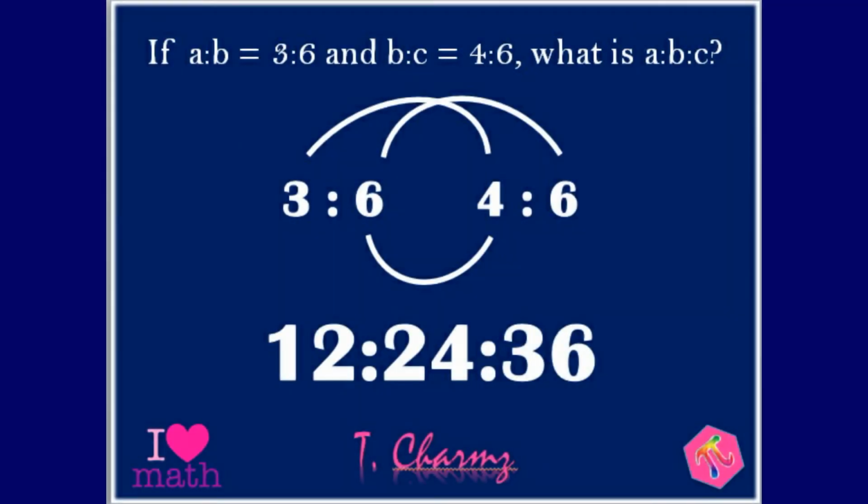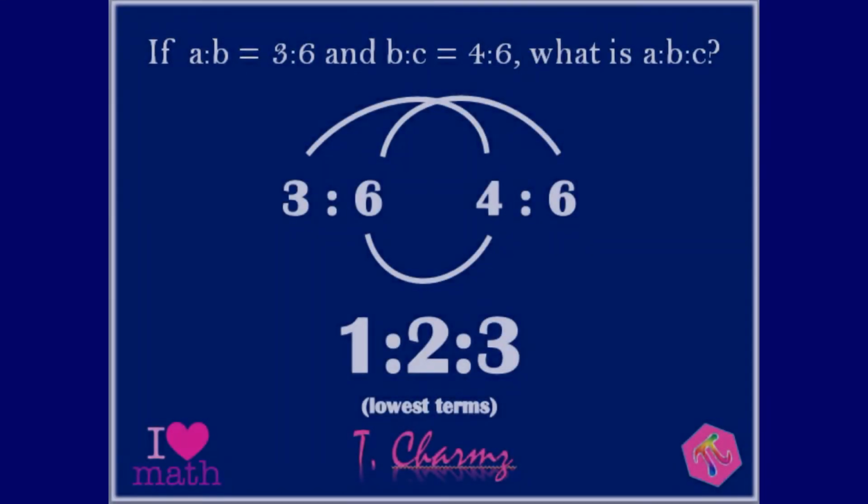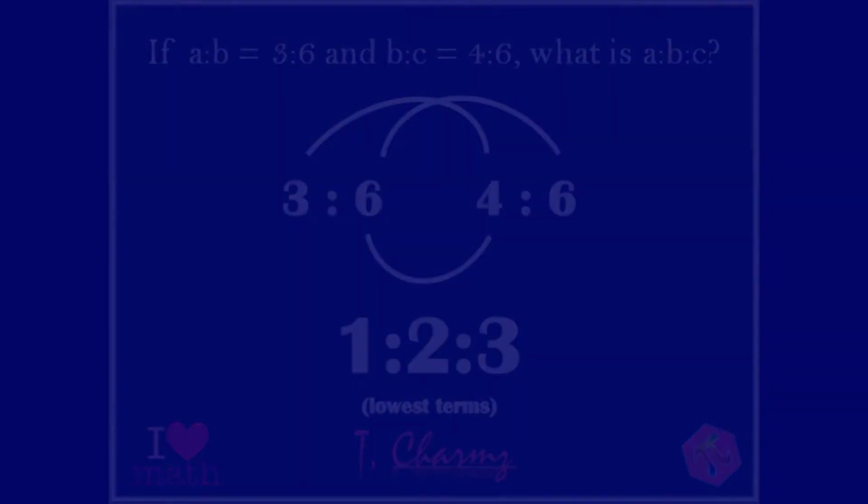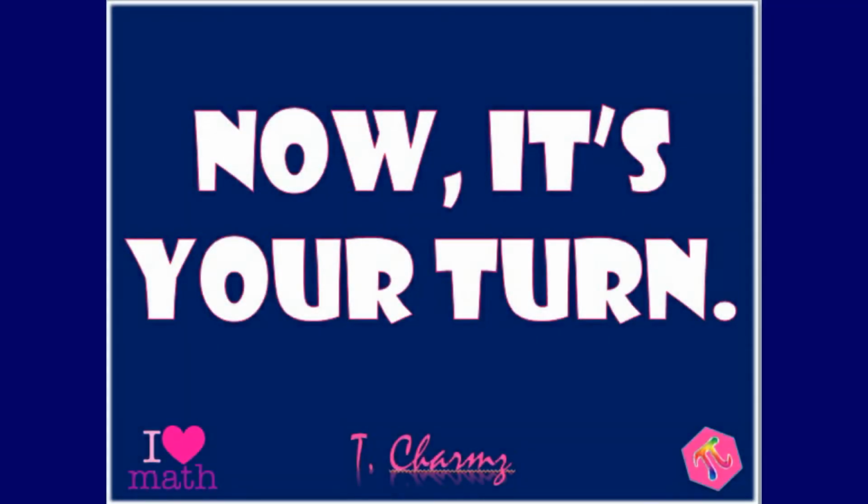The answer, 12 is to 24 is to 36. And of course, we have to simplify our answer. 12, 24, and 36 are all divisible by 12. So the final answer is 1 is to 2 is to 3. Now, it's your turn. Try to answer these 3 remaining problems.